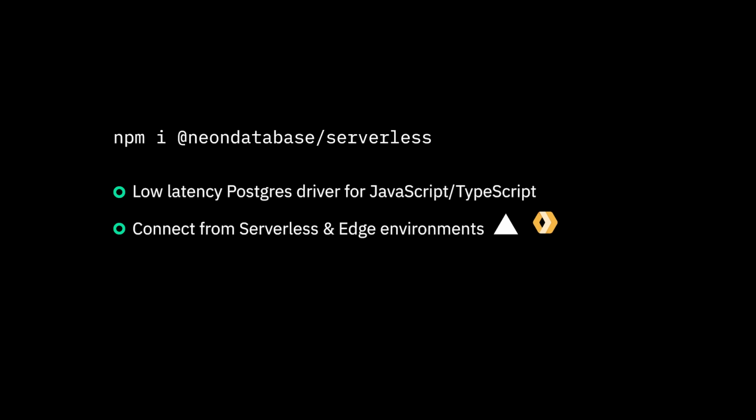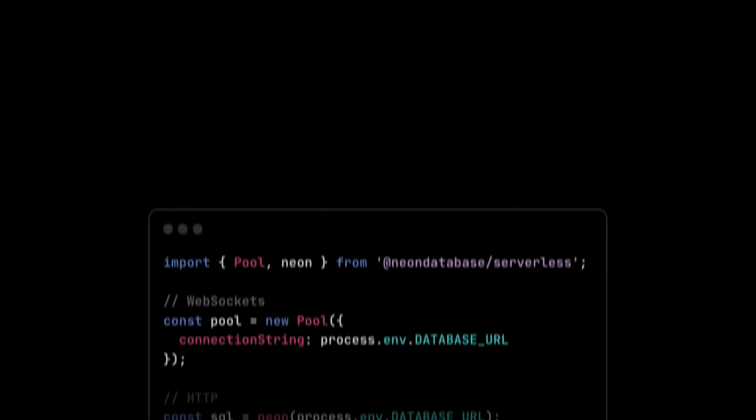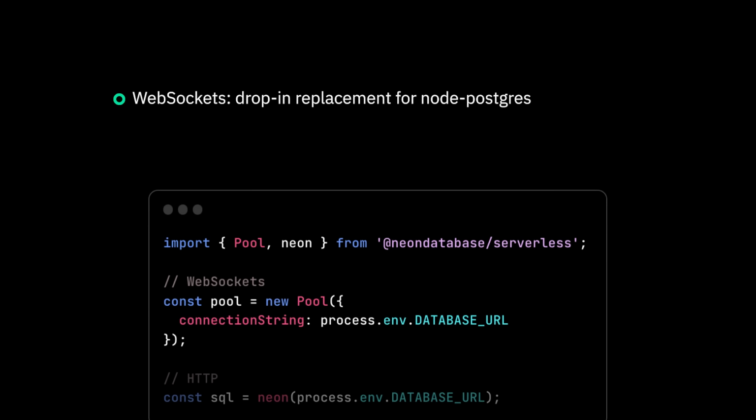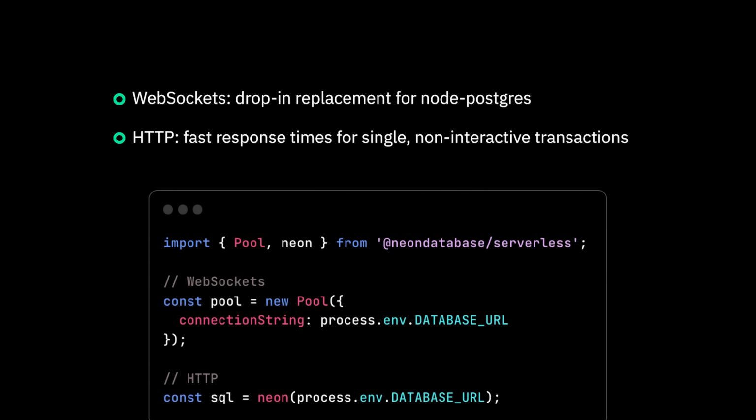And the way the driver overcomes this limitation is that it provides two options to establish a connection. The first one is querying over WebSockets. This option is designed to be a drop-in replacement for node-postgres, the popular npm pg package you might be already familiar with. And the second option is querying over HTTP, which offers faster response times for single, non-interactive transactions.